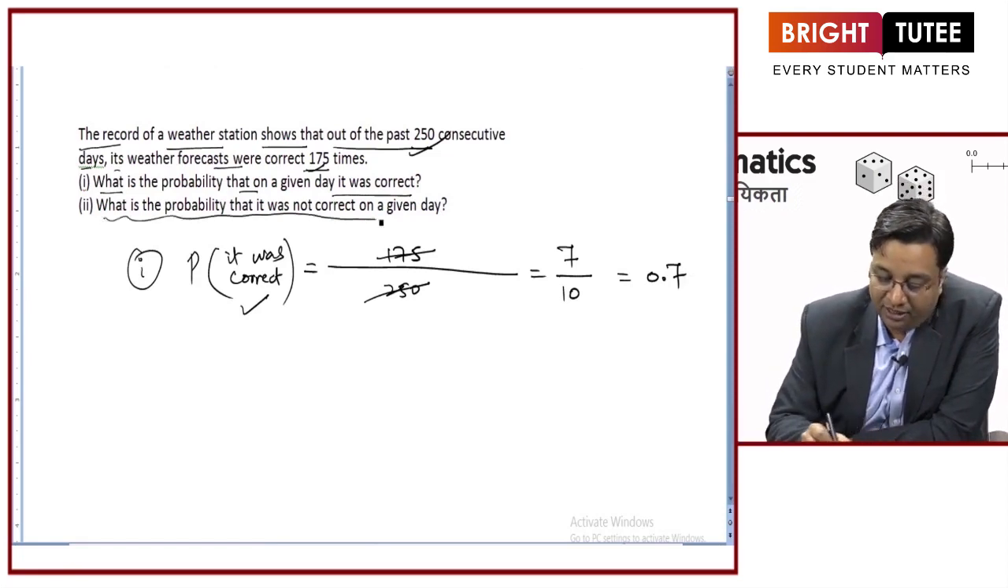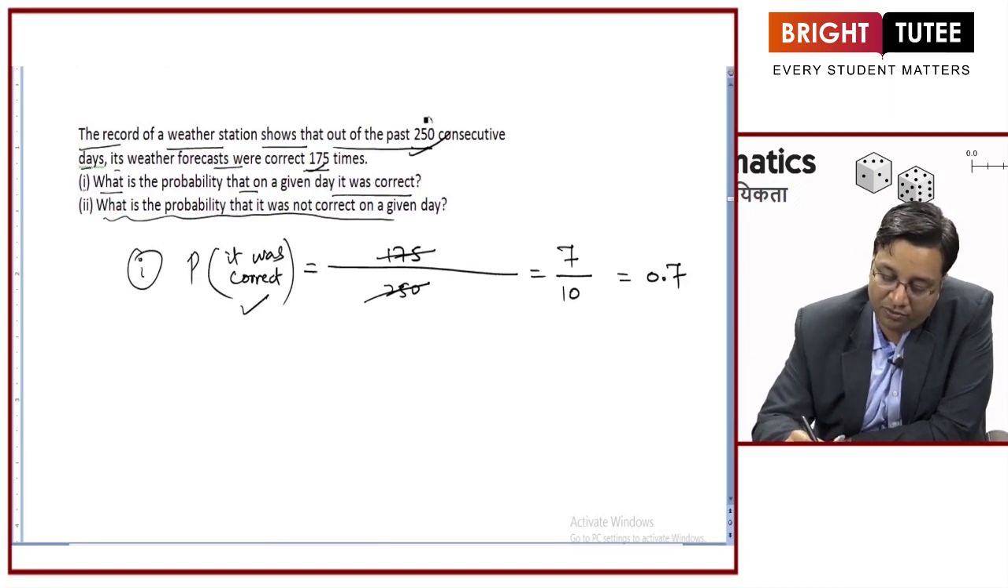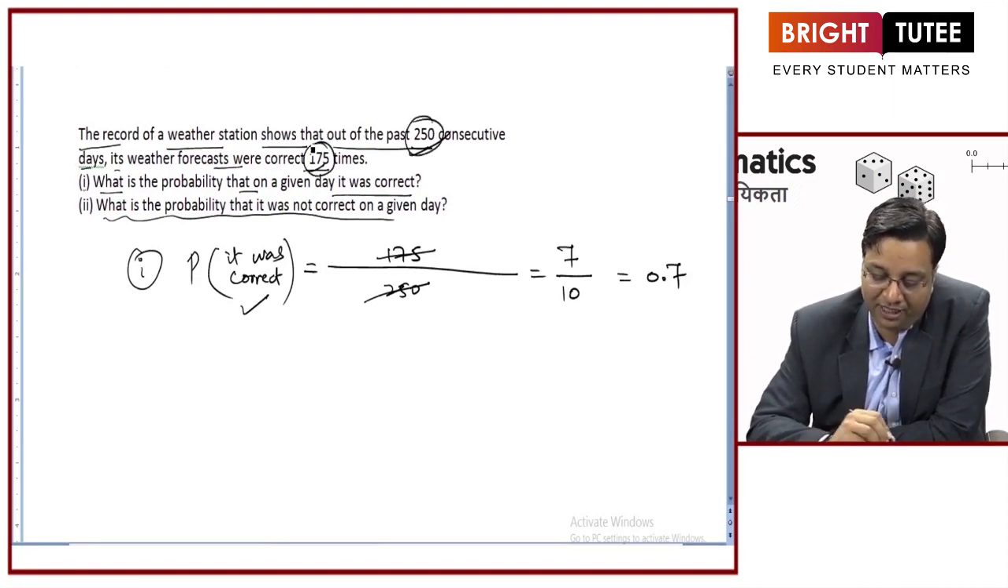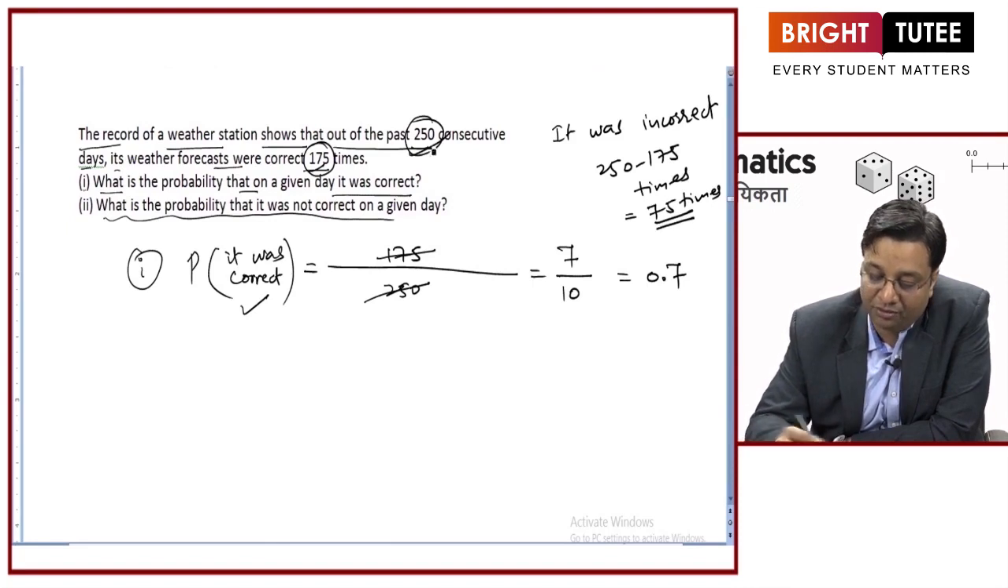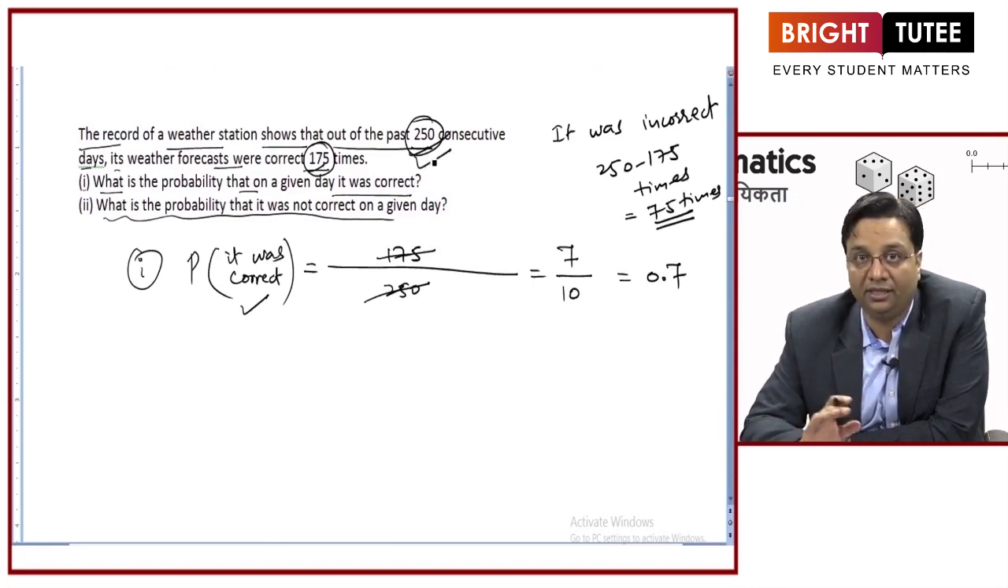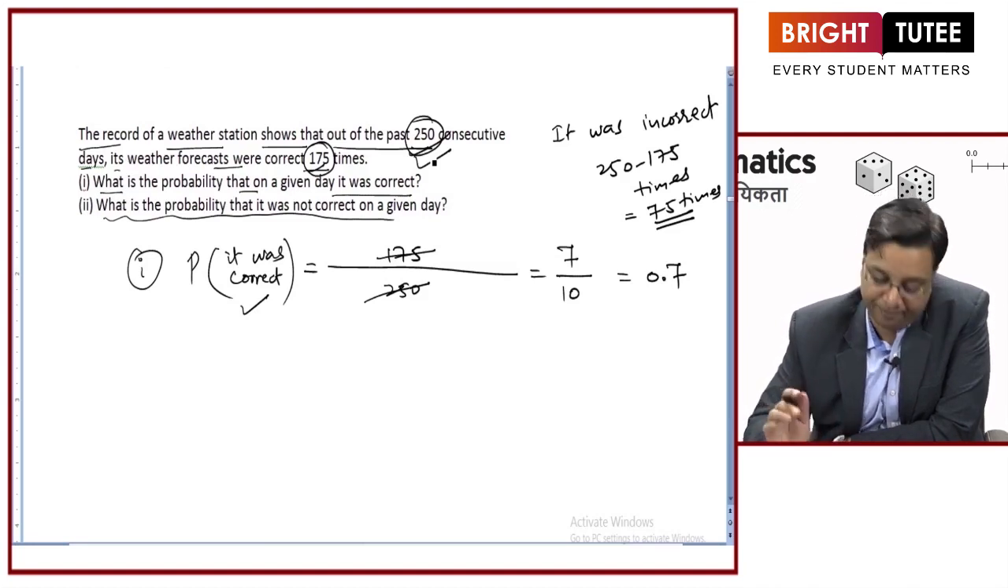What is the probability that it was not correct on a given day? So out of 250 times, 175 times it was correct. So it was incorrect 250 minus 175 times, which is 75 times. So 75 times out of these 250 consecutive days, the prediction or the forecast was incorrect.